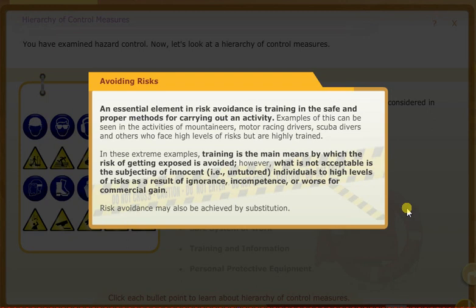However, what is not acceptable is the subjecting of innocent, that is, untutored individuals to high levels of risks as a result of ignorance, incompetence, or worse, for commercial gain. Risk avoidance may also be achieved by substitution.